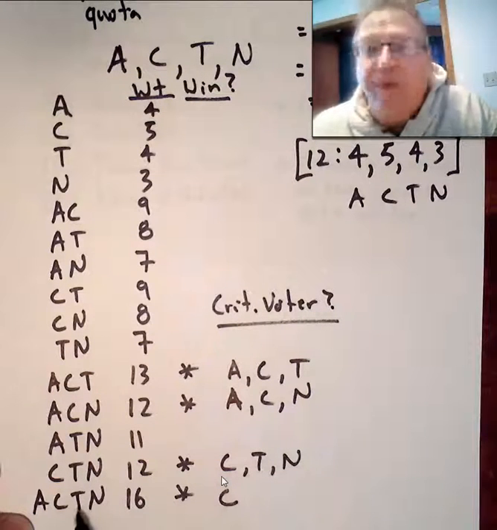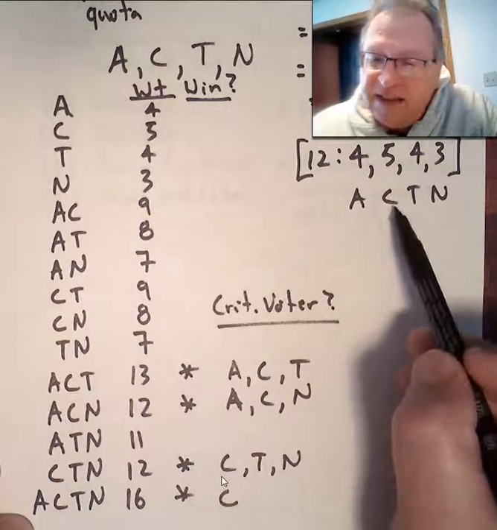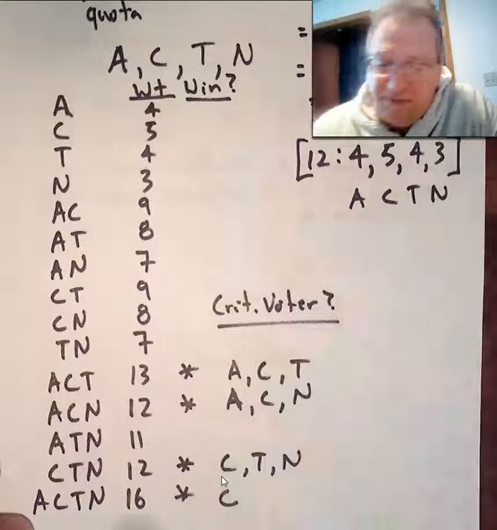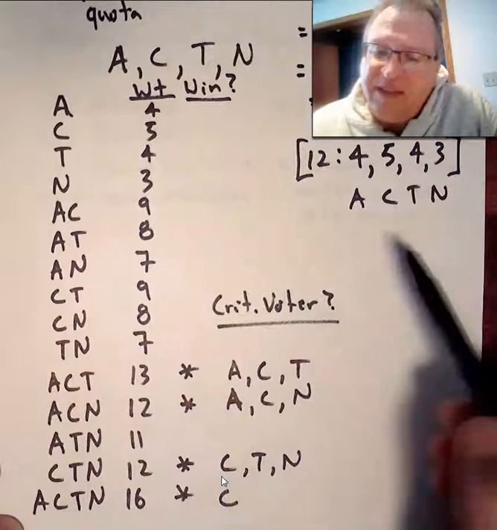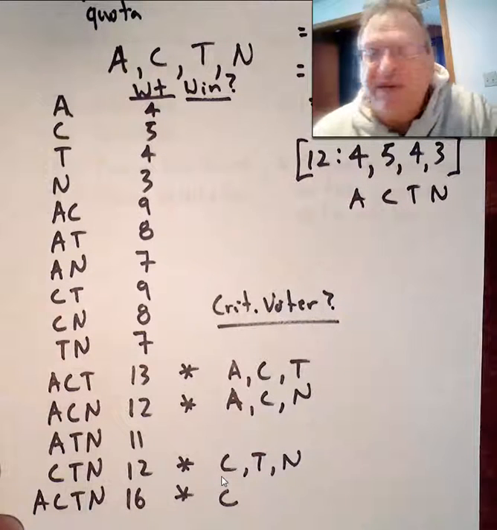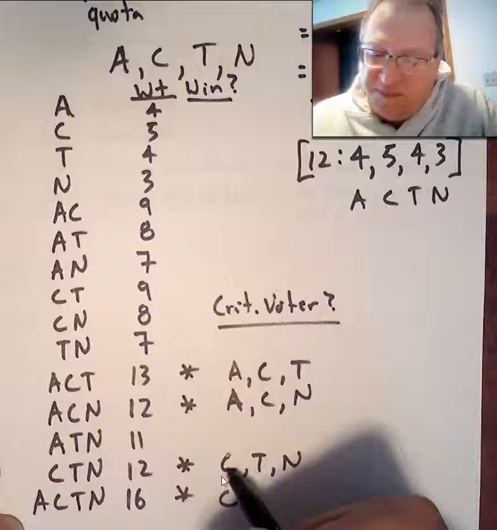How about T? If we pull T out, are ACN still going to pass? ACN, 9, 10, 11, 12. Yes, it will. T is not a critical voter. What about N? If we pull N out, will ACT pass? Yes, it will, with 13. So N is not a critical voter. So in this last coalition, there's only one critical voter, and it's C.